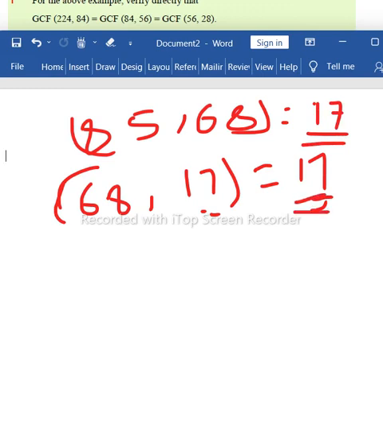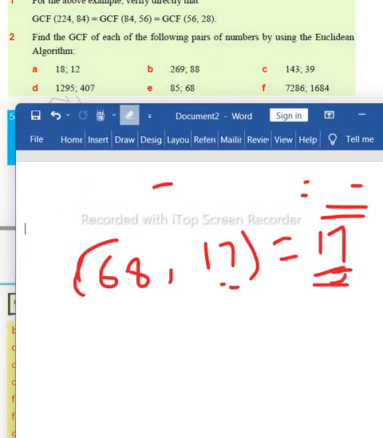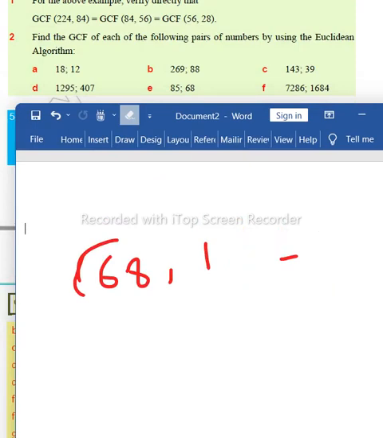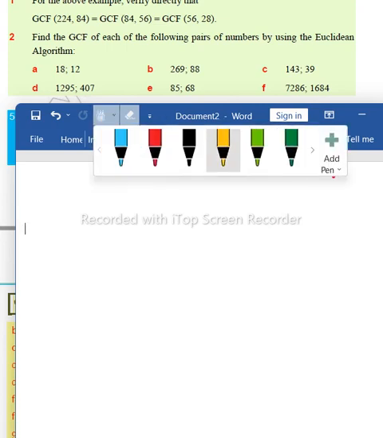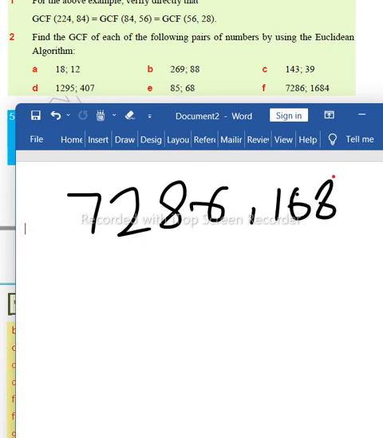So this is all about question letter E. Let us find for question letter F. We move to F. Let us write first the question. The question says that 72, 86 and 16, 84. This is the given number.